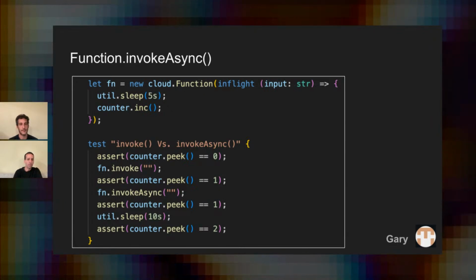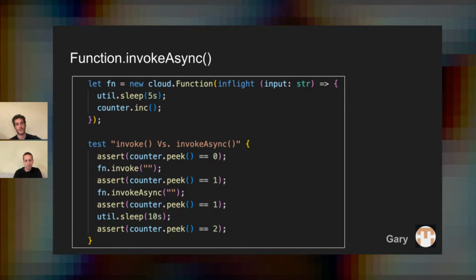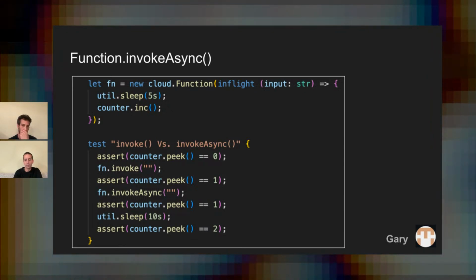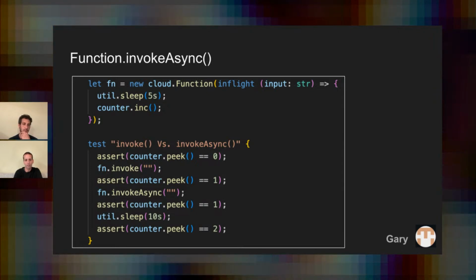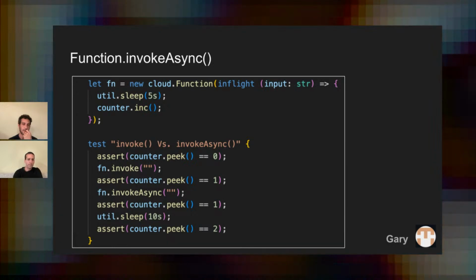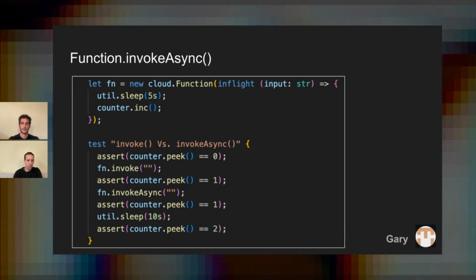So Cloud Function already has the invoke method. And let's say it in this simple example. Basically, we have a simple Cloud Function that takes a while. So we're sleeping for 5 seconds, and then we increment counter. So let's take a look at the test. First, the counter is at value 0.